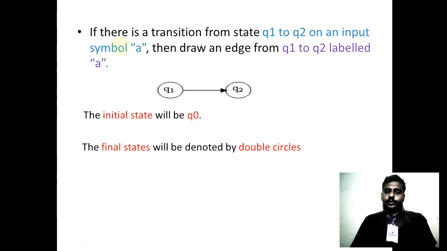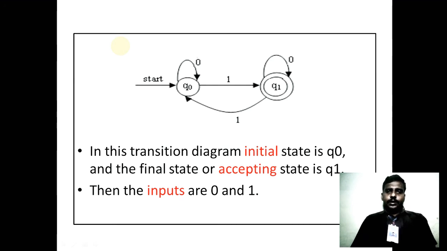Now let us take this example. This double circle is called the goal state, that means the accepting state. And the state which has one arrow is called the initial state, that means the starting state. I will explain it very clearly. You consider this is the off state, and this is the on state.